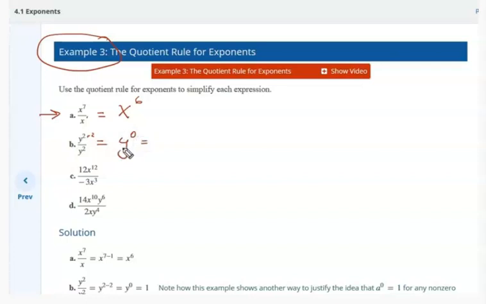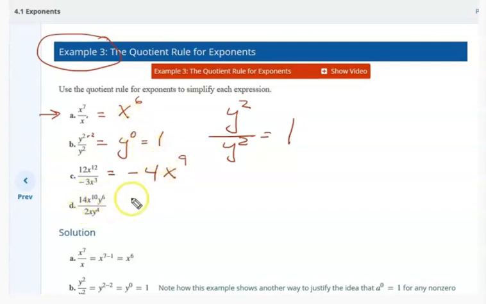And what is anything to the 0 power? 1. Now notice, if we had y to the 2nd divided by y to the 2nd, we say anything divided by itself is 1. So this is sort of the proof of the 0 power. Now for this one, you're going to divide a negative 3 into 12 and get a negative 4. Bring the 3 up, subtract it from 12, and you get x to the 9th. So again, things are relatively easy as long as you know the protocol.